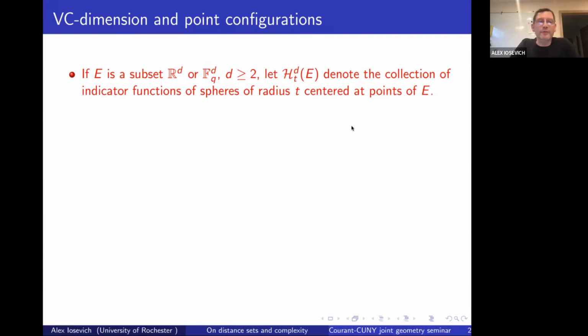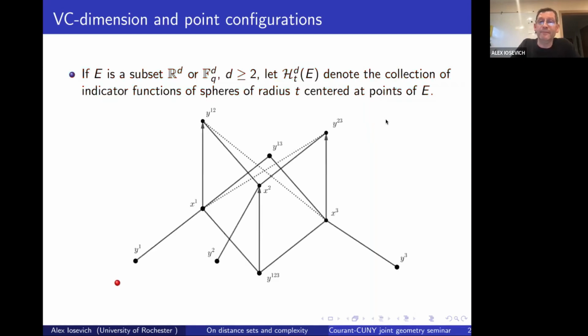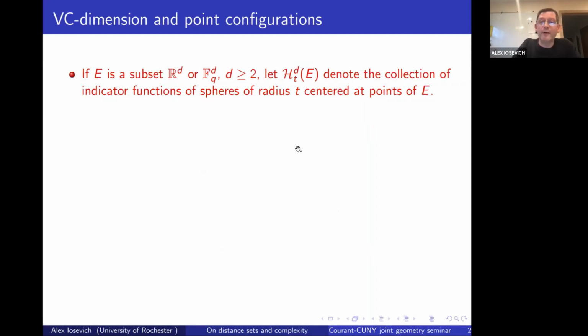All right, so you take E to be a subset of R^d or F_q^d, okay? And H_t^d(E) is the collection of indicator functions of spheres of radius t centered at points of E, okay? So before I go to this picture, what is the idea? What are we classifying here?